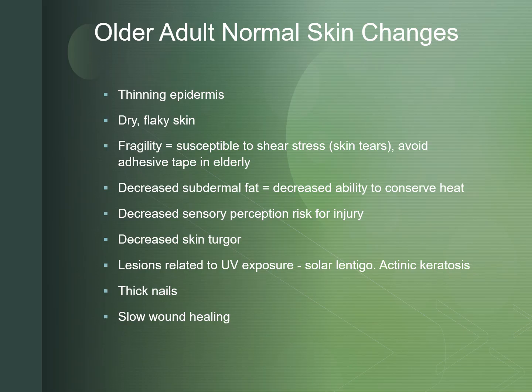Decreased skin turgor. So this happens with aging, and this is not always a reliable sign of dehydration in older adults. So again, we need to use other indicators when assessing hydration status. UV-related lesions, so over time, sun exposure can lead to age spots and precancerous findings on the skin, so we need to be monitoring for that. And then thick nails. Nails often become thicker and more brittle, which can impact their mobility and self-care. Slow wound healing. It's going to take longer due to decreased circulation and slower cell turnover. So this increases the risk for infection and chronic wounds.